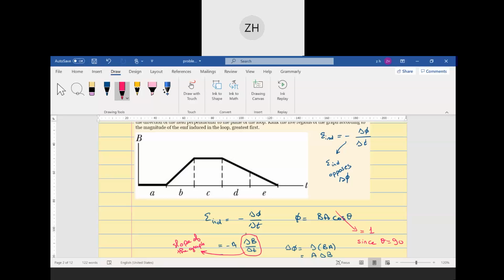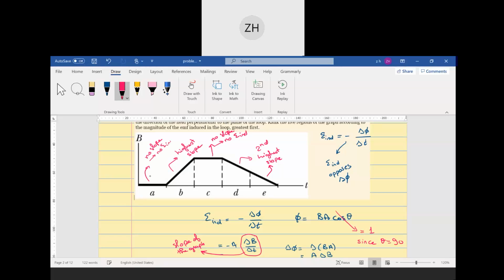And if we look at the different regions, region B has the highest slope. And then we have regions D and E, second highest slopes. And you can see that in regions A and C, no slope, which means that we have no E induced because there is no change in the magnetic field, so there is no change in the magnetic flux, and thus delta phi is 0, and so E induced will be 0. Same thing here, no slope, so no E induced.